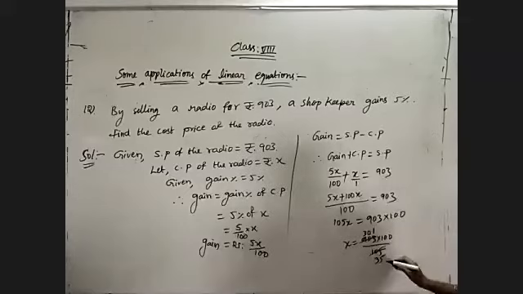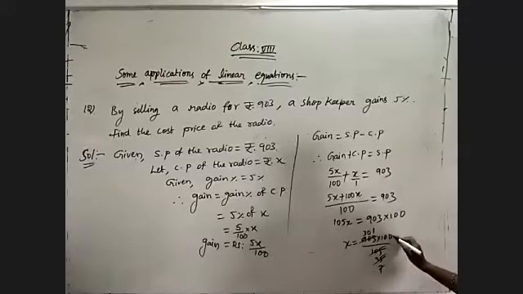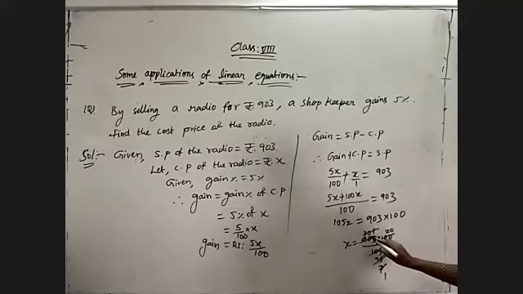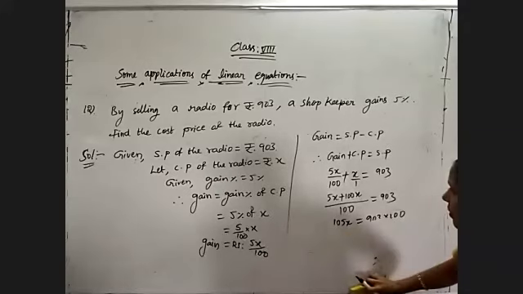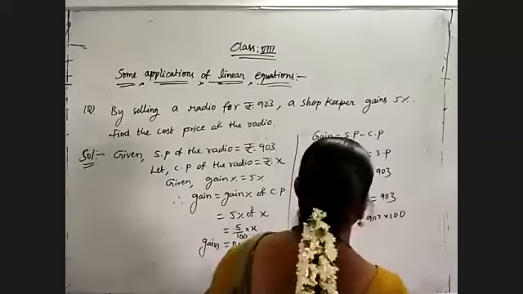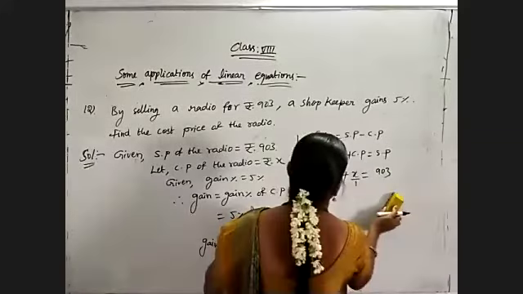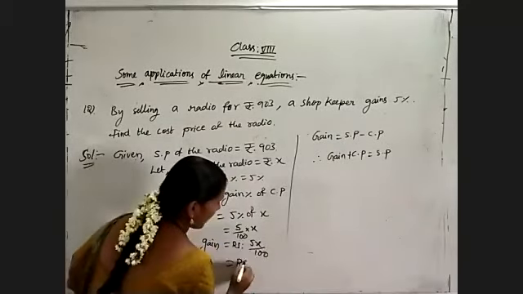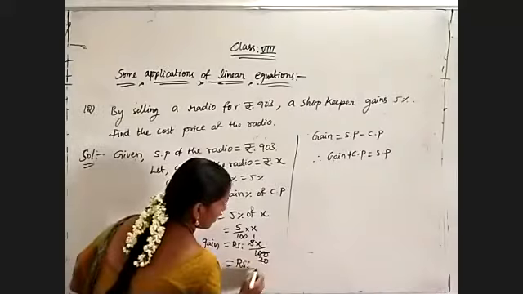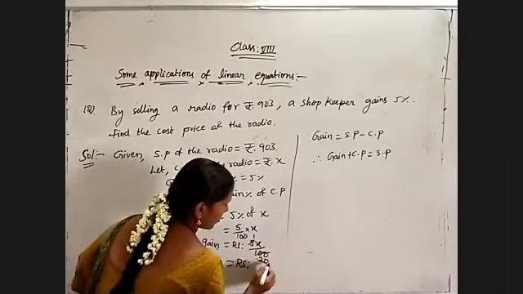5 tables. 5 7s are 35. 5 2s are 10 and 0. 7 1s are 7, 7 4s are 28 and 21. 7 3s are 21. So here only what I am doing, 5 by x, 5 ones are 5, 20s are, 5 2s are 10. So x by 20 rupees is the gain.